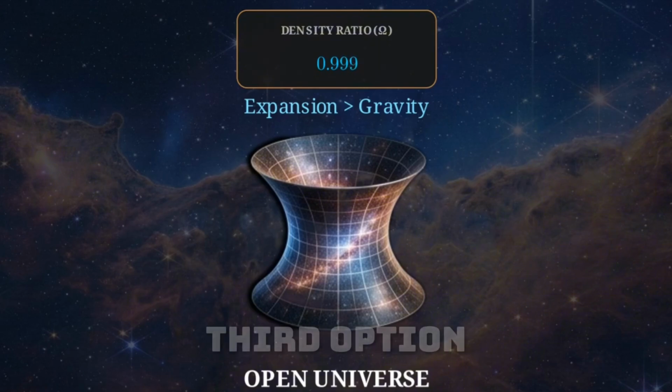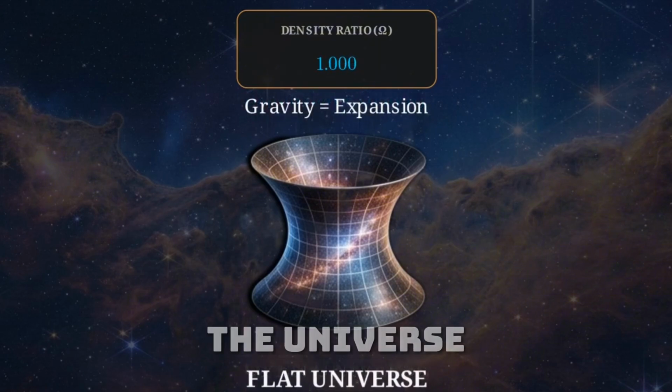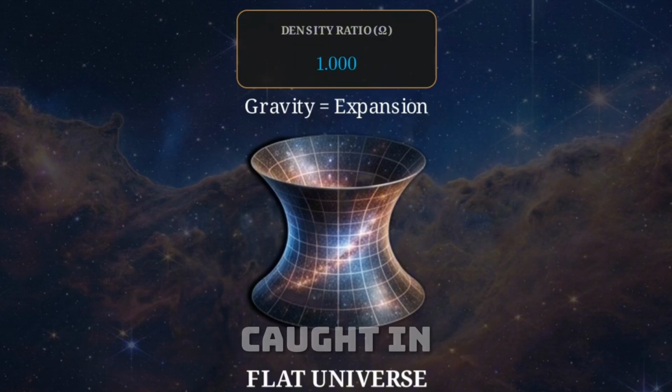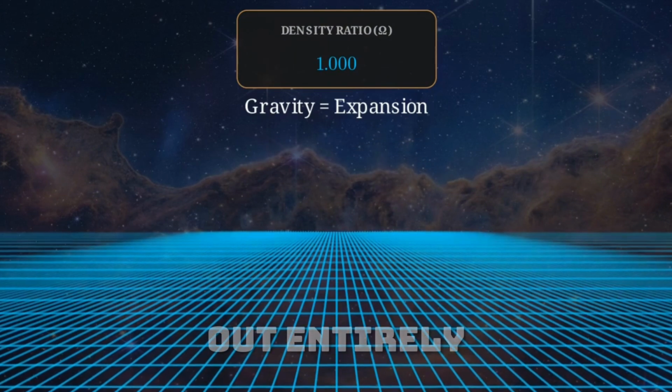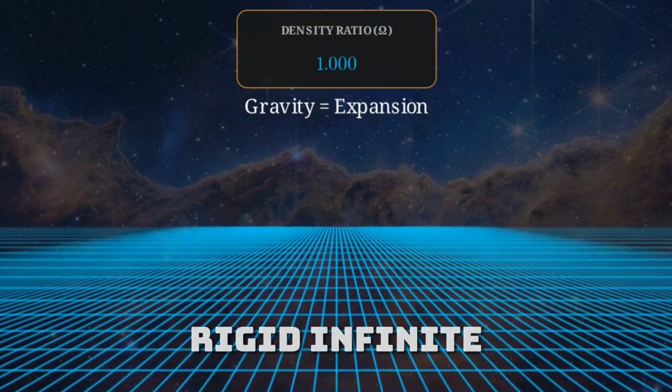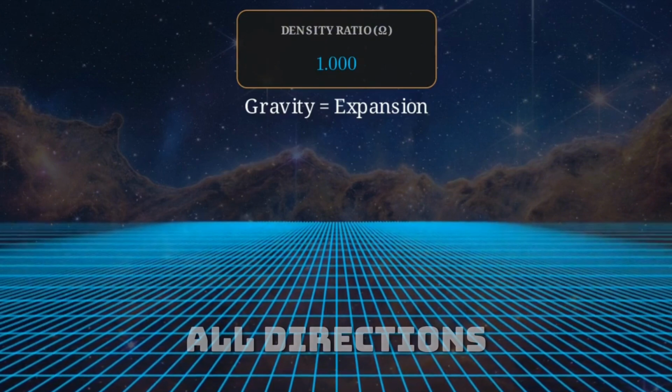But there is a third option. If the density of the universe perfectly matches the critical limit, gravity and expansion are caught in an exact, eternal stalemate. The saddle shape flattens out entirely, leaving a rigid, infinite 3D plane stretching in all directions.